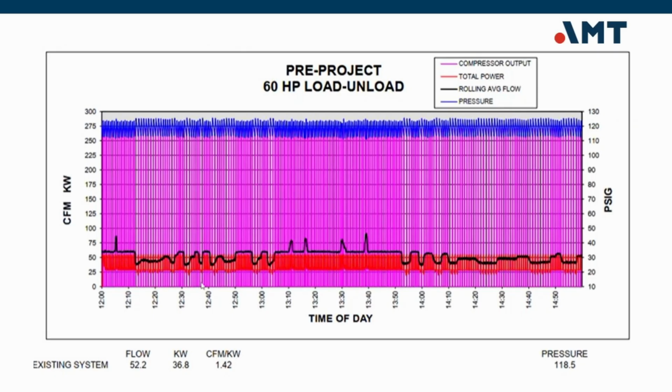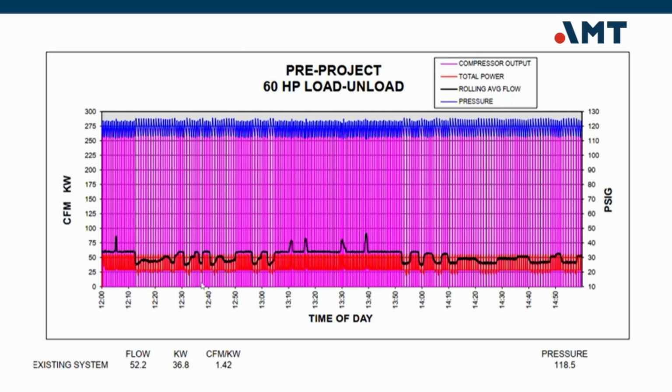At the bottom of the slide, you see some key performance numbers. Flow about 52 CFM, power 36.8 kilowatts, efficiency 1.42 CFM per kilowatt. That efficiency level is quite low for a rotary screw compressor. It tells us the system is using a lot of electrical energy to produce relatively modest airflow. You can also see the instability in the rolling average flow. Demand fluctuates throughout the day, but the compressor response is binary, either fully loaded or unloaded. It cannot smoothly adjust output to match real-time demand.